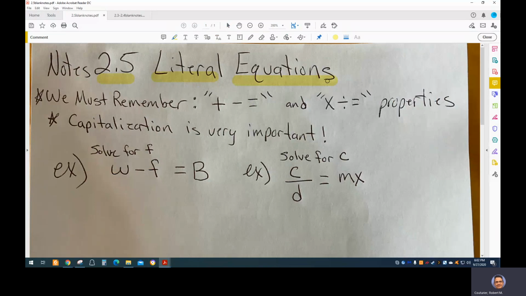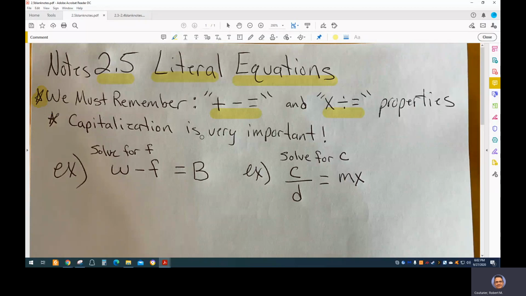Sometimes when you start to see these guys, we have to be careful, okay? It is very, very important that you're using the addition, subtraction property of equality, the multiplication, division property of equality. Also, in these particular ones, capitalization of your variables is super important. If you're working with an equation that has a capital letter, you better type that capital letter into your response or it will be marked wrong.